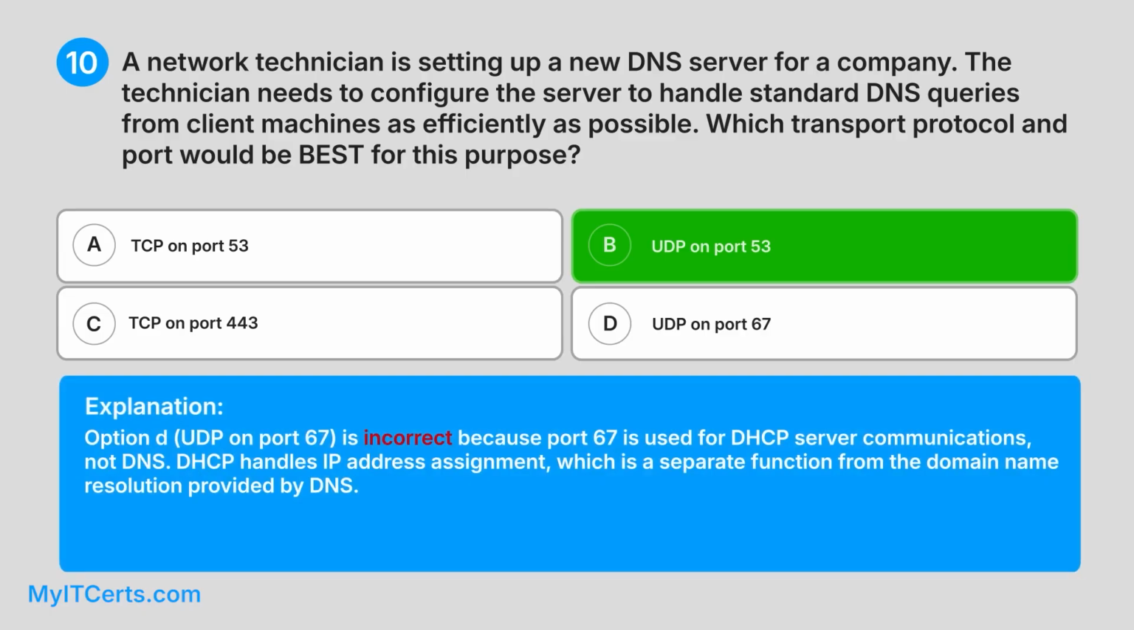Option D is incorrect, because port 67 is used for DHCP server communications, not DNS. DHCP handles IP address assignment, which is a separate function from the domain name resolution provided by DNS.